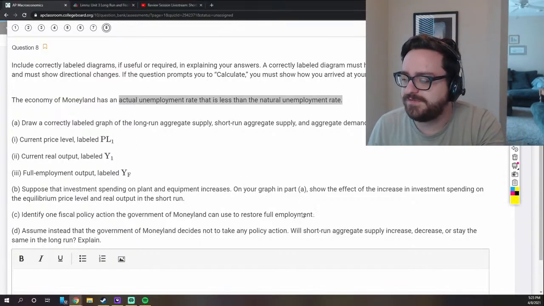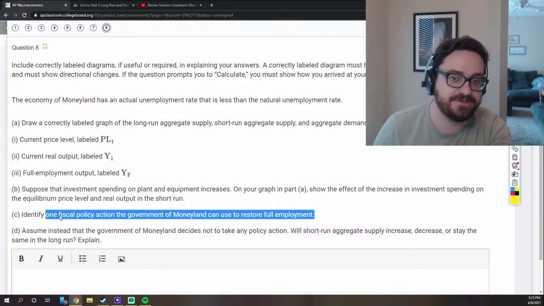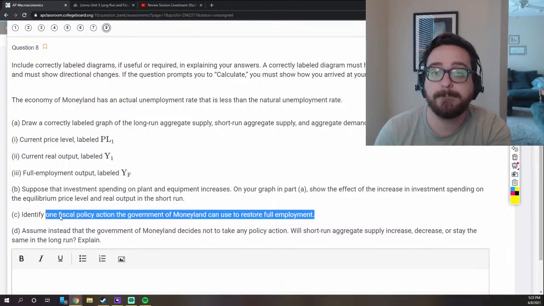So what's a fiscal policy they can do? I can't just say contractionary. That's a type of fiscal policy, not a fiscal policy action itself.